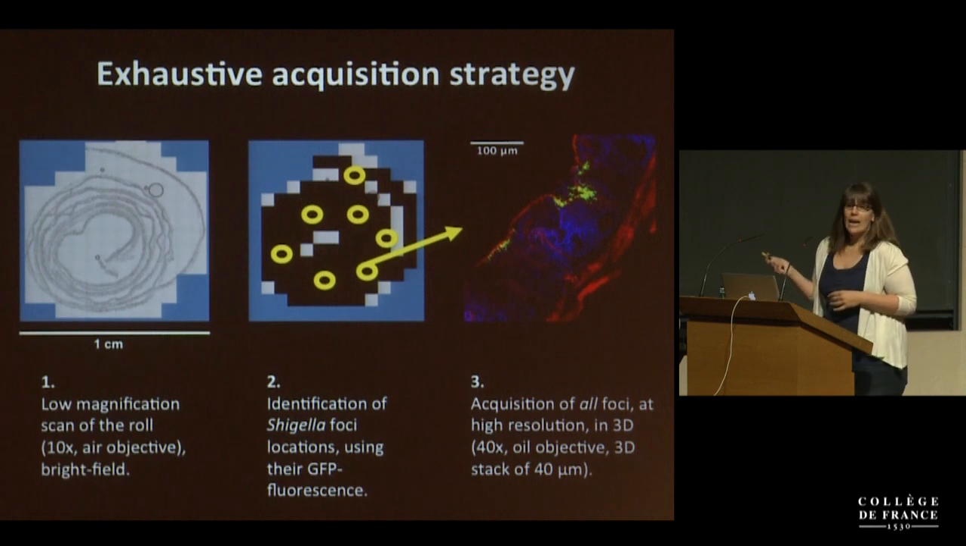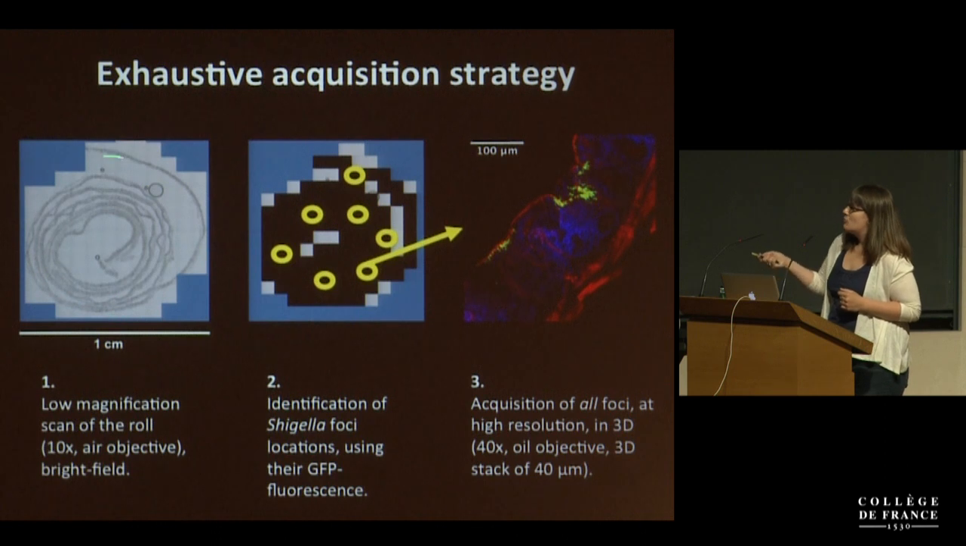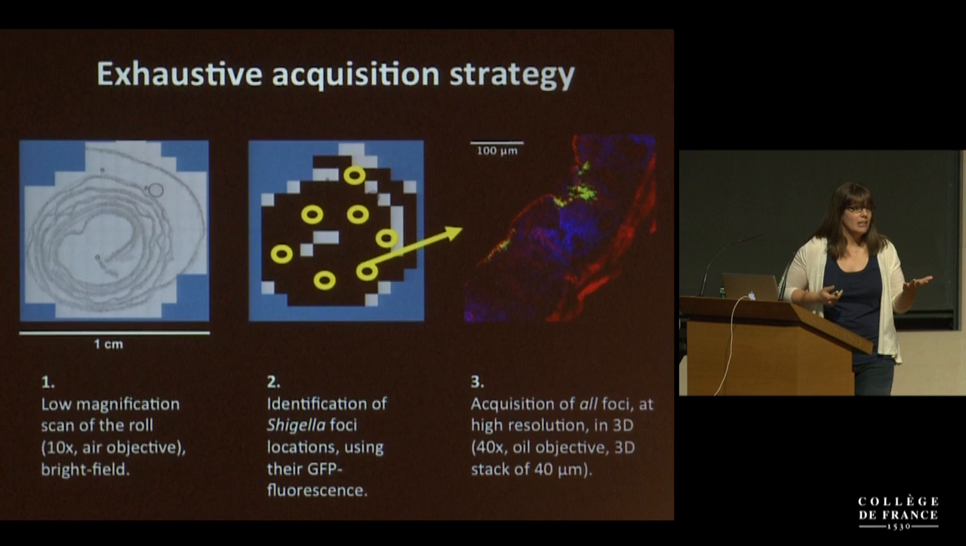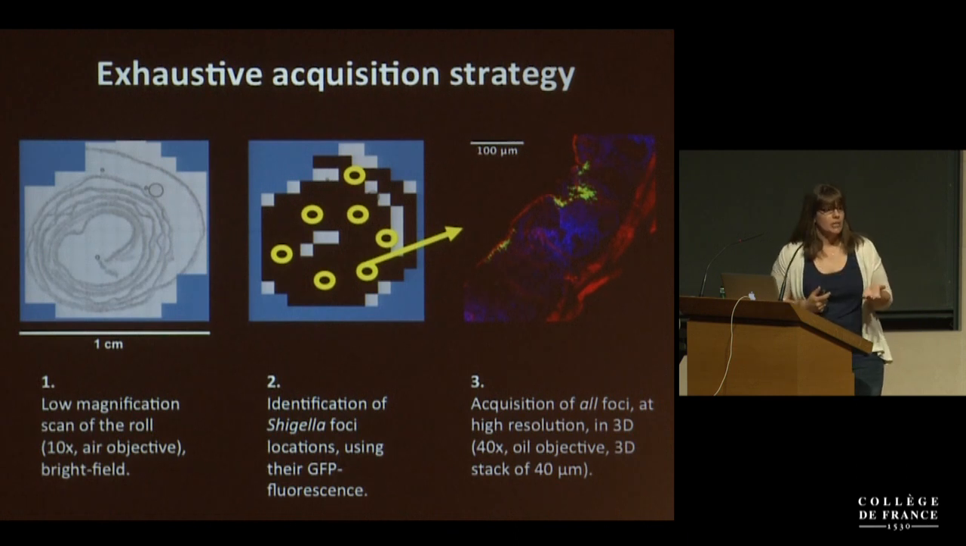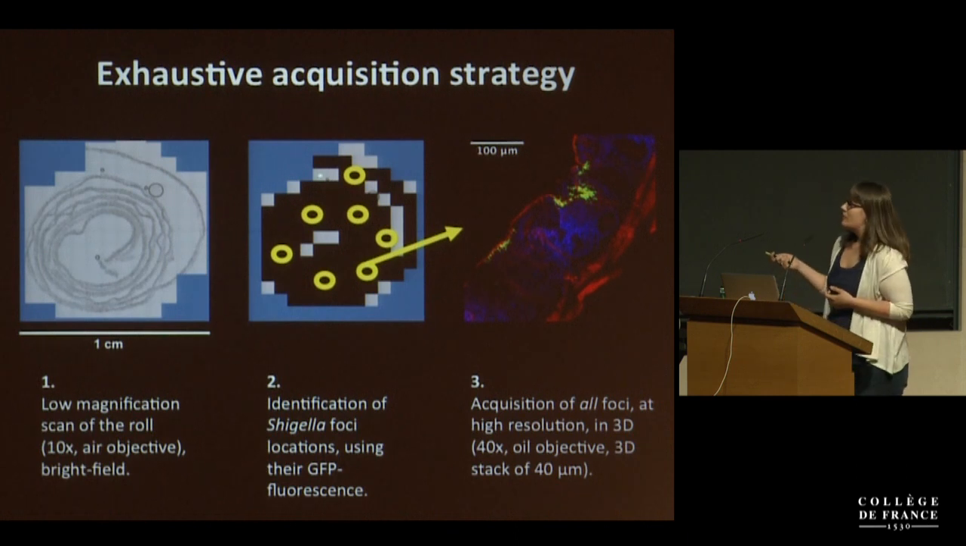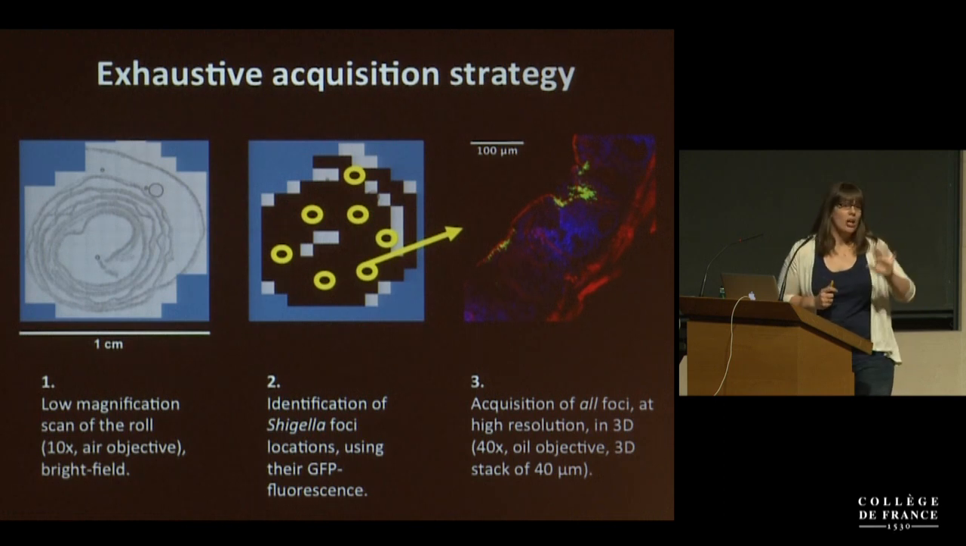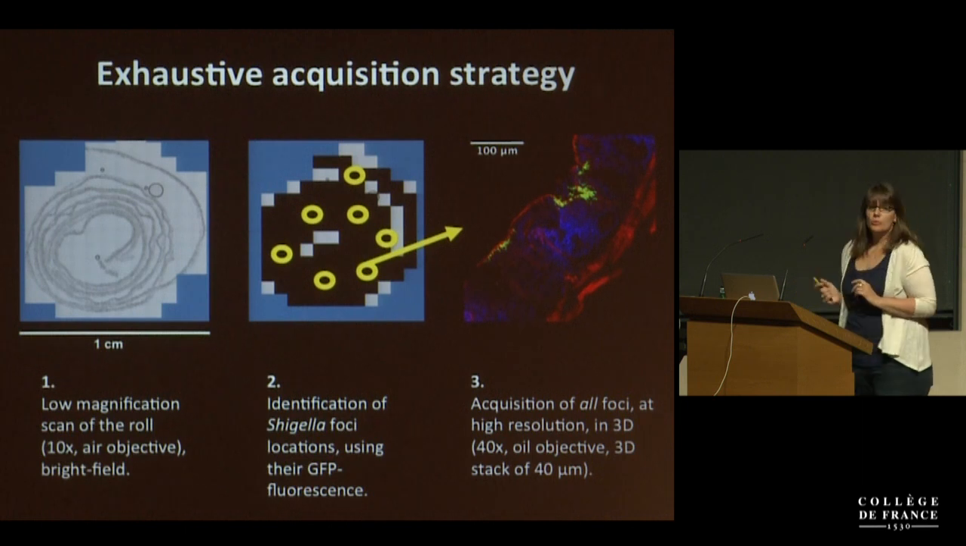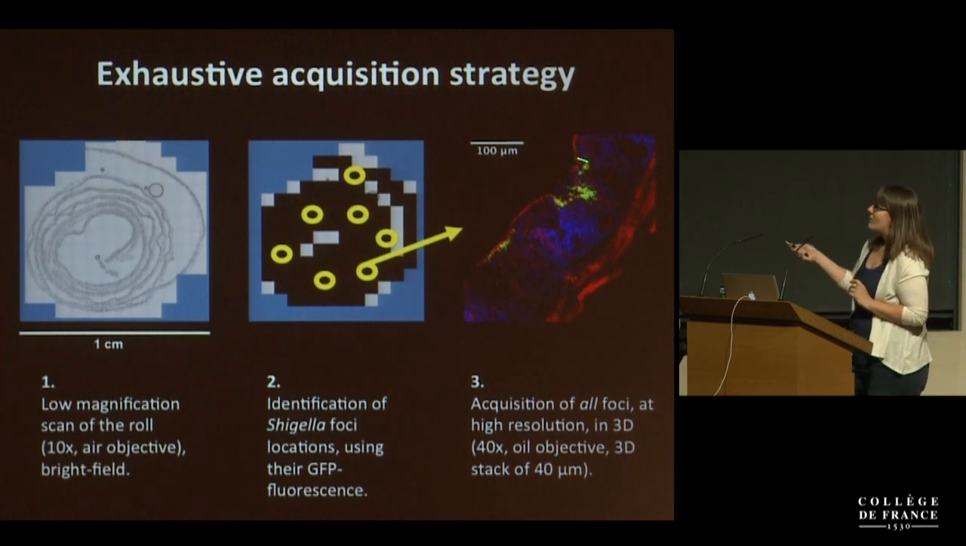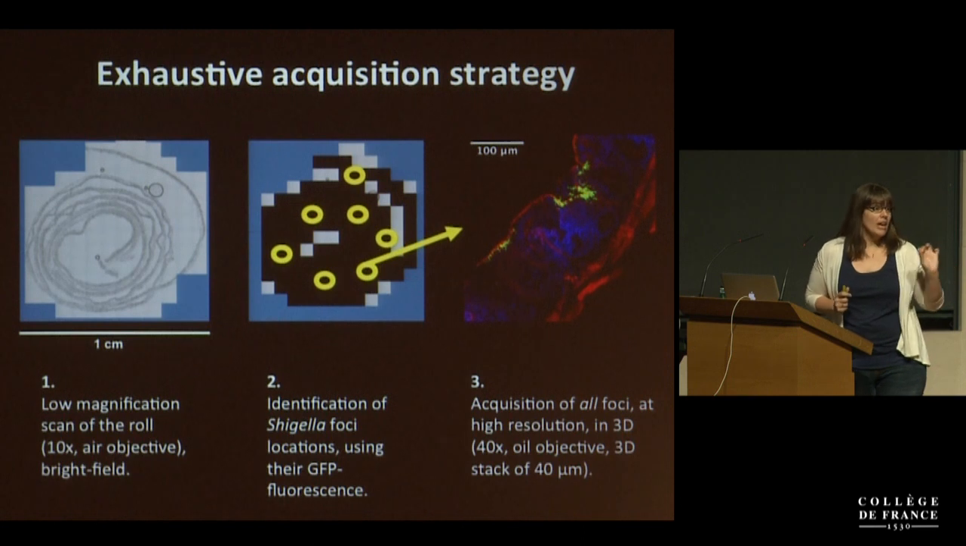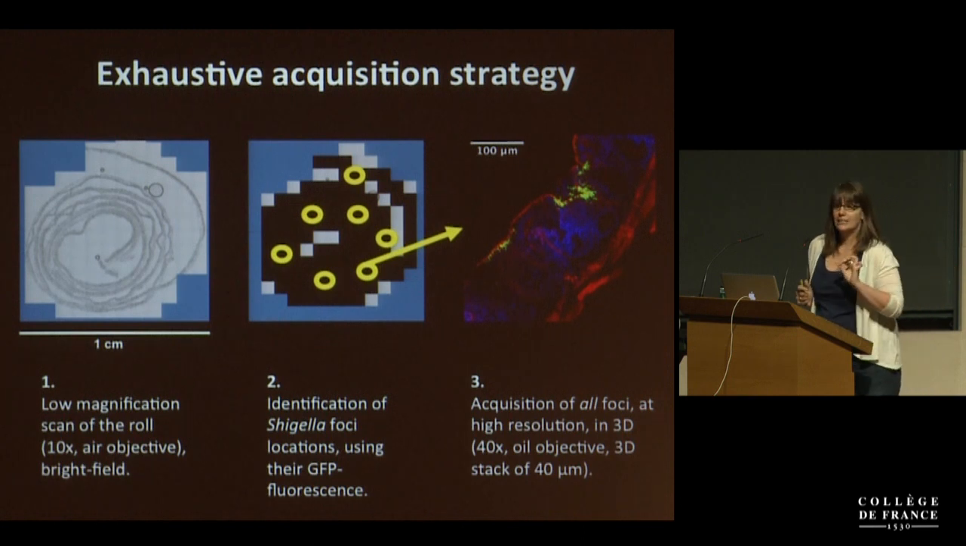So for each guinea pig, we had this large, expansive roll that we would scan at low magnification in bright field just to see where the tissue was. And then from there, we had to find the Shigella. In our case, we're using GFP-expressing Shigella, so we used their GFP fluorescence to localize the individual infection foci along this full 10-centimeter length. And then for each of those positions, we went in and did a high-resolution 3D scan of every single infection foci along that 10-centimeter length.